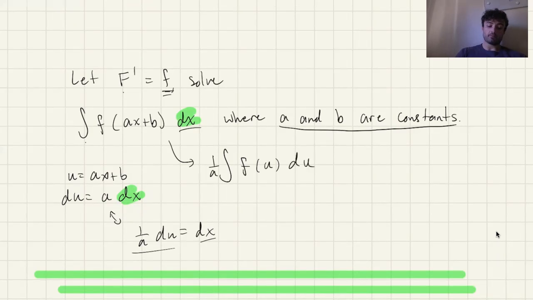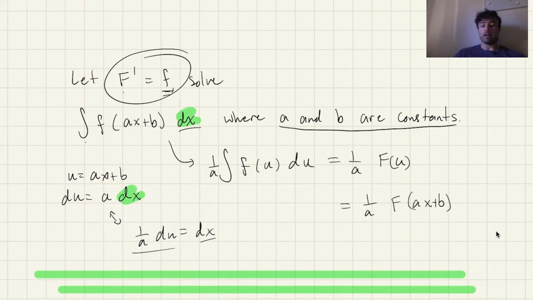There we go. Now that 1 over a comes along for the ride, and the antiderivative of little f is big F, so I have big F of u. But now if I plug back in what u is, it's 1 over a big F of ax plus b. Notice the plus b doesn't appear to change anything, but the multiplication by a ends up making us have to divide by a in the end.